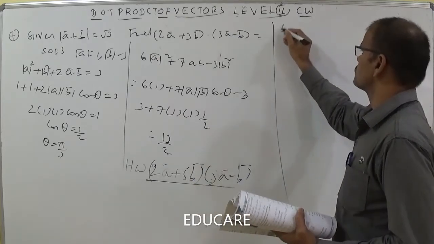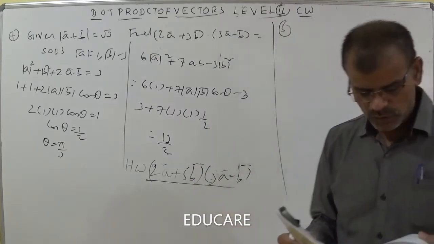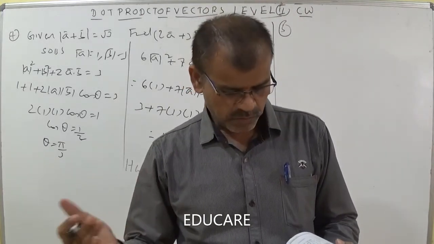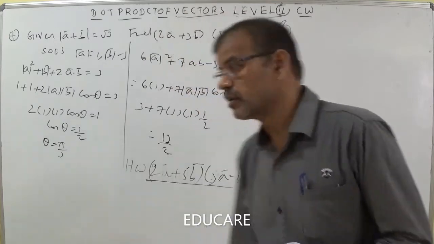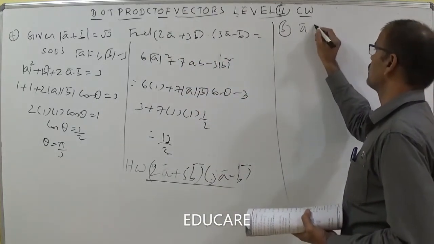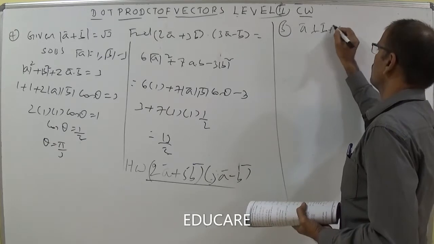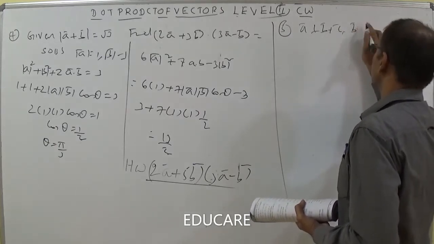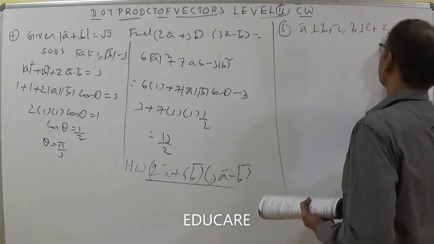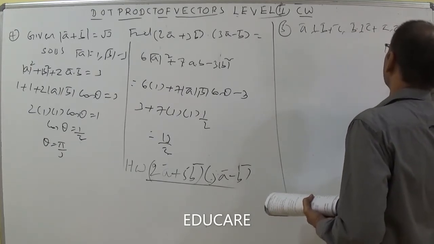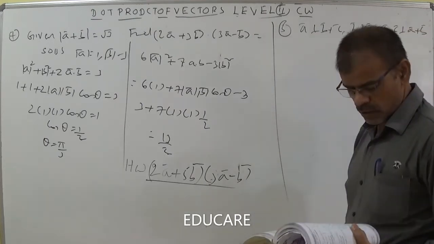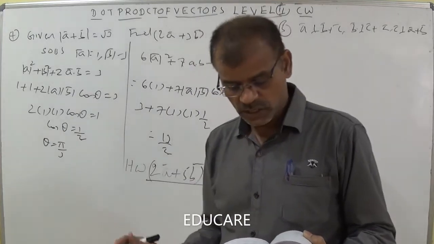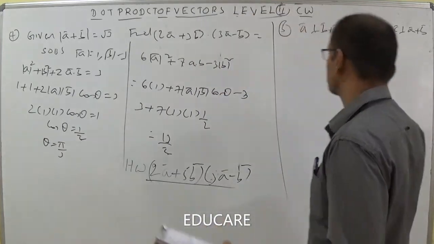Next. Fifth question. A bar, B bar, C bar are perpendicular to B plus C, C plus A and A plus B respectively. So like this you write: A bar perpendicular to B bar plus C bar. B bar perpendicular to C bar plus A bar. C bar perpendicular to A bar plus B bar. Then also given mod A plus B, mod B plus C, mod C plus A data. Then find modulus of A bar plus B bar plus C bar.